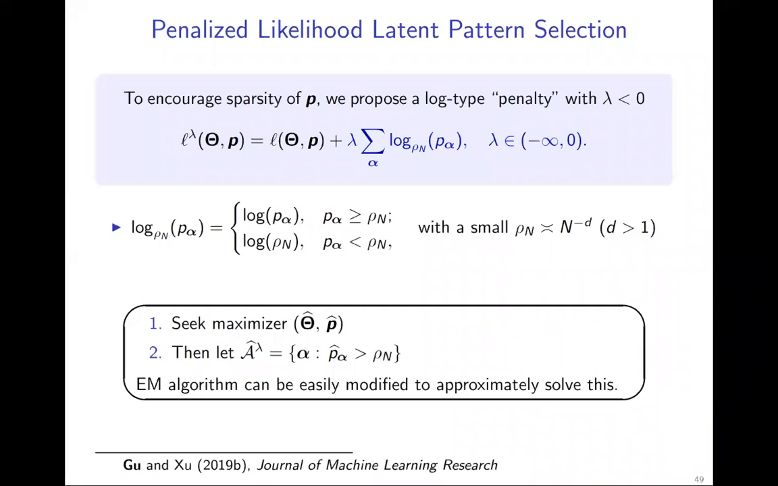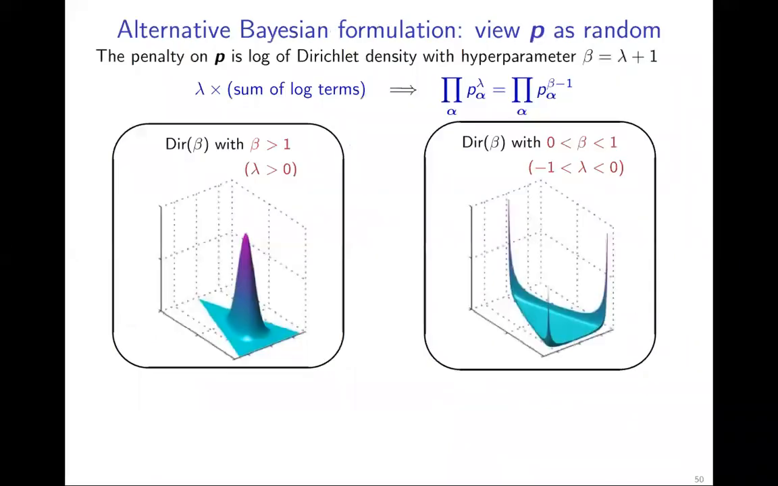An important motivation for adopting such a log-type penalty, instead of other more popular sparsity-producing penalties, is that it allows for an easily modified EM algorithm to solve the problem very easily. And another motivation is that this penalty also has an alternative Bayesian understanding.